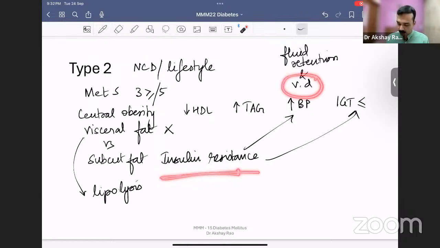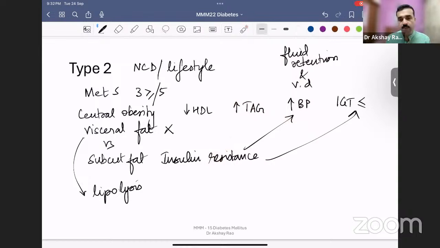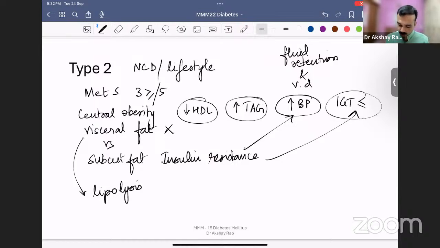So they will end up invariably having high blood pressures. They'll have fluid retention and elevation in blood pressures because the vasodilatation property of insulin is lost. There is resistance to that. So because of insulin resistance, there's vasoconstriction and there is fluid retention. Both these will push the blood pressures up. So that is yet another component of metabolic syndrome.